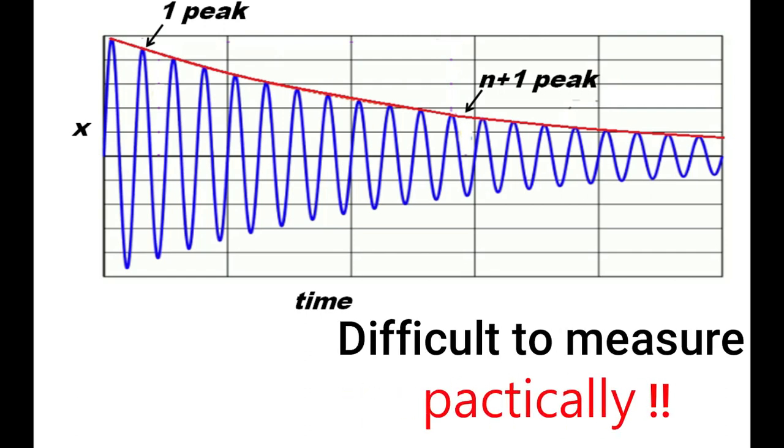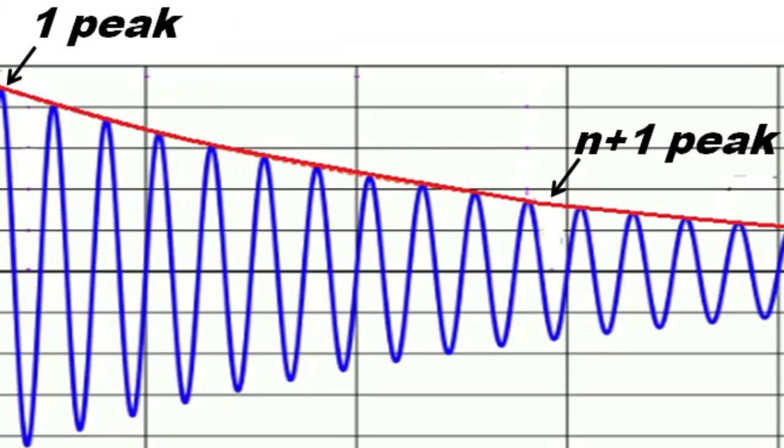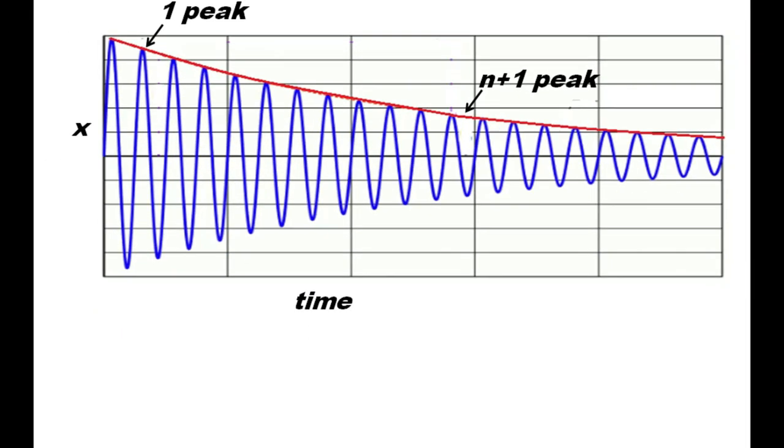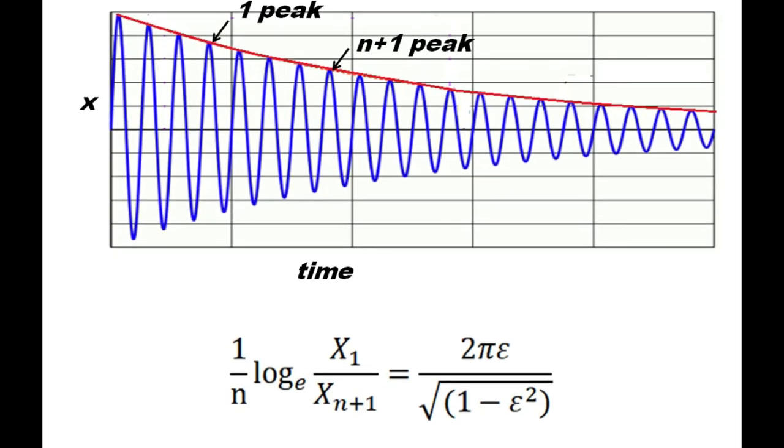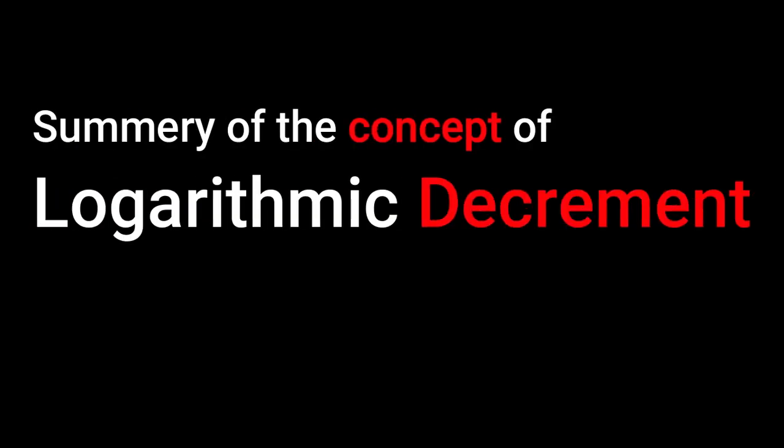So what we can do here, we can take one peak and after some 10 cycles or 20 cycles or 5 cycles, based on the data, we can select the peaks, and then by applying this formula where x1 will be the first peak, xn plus 1 means the peak that we are taking as the last peak, and 1 by n will be the number of cycles between the two peaks. So using this formula of logarithmic decrement, we can calculate the damping coefficient of our system.